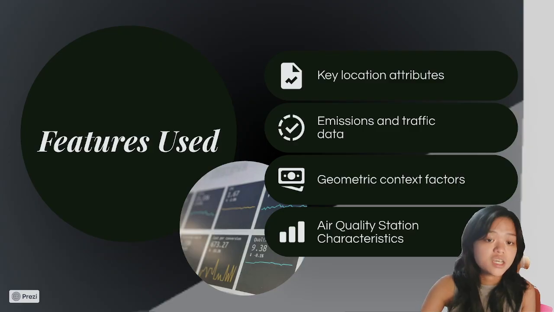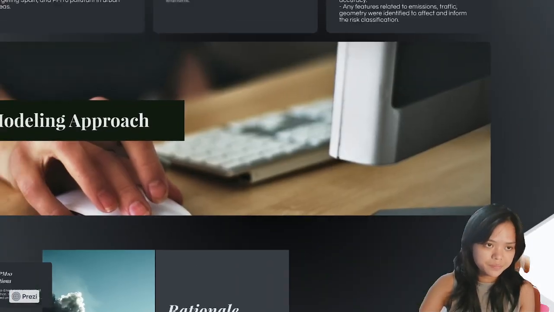So, what are the features that I used? First, we have the key location attributes. Second is the emissions and traffic data. Third are geometric context factors. And fourth is air quality station characteristics.